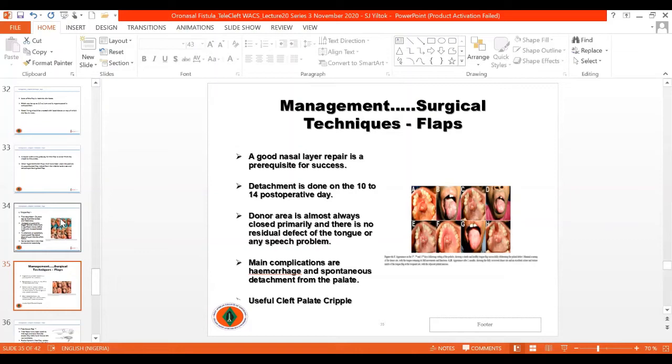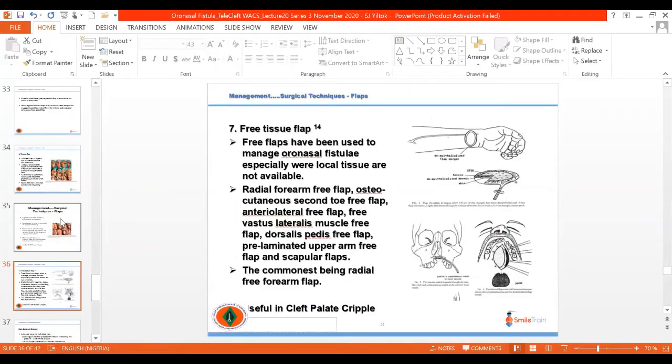Then the seventh, which is the use of free flaps. The commonest has been the free radial forearm flap. And these have been, in some situations, pre-laminated. That is, you raise it, put a skin graft so that it will be able to take care of the nasal layer before detaching and do your free anastomosis.